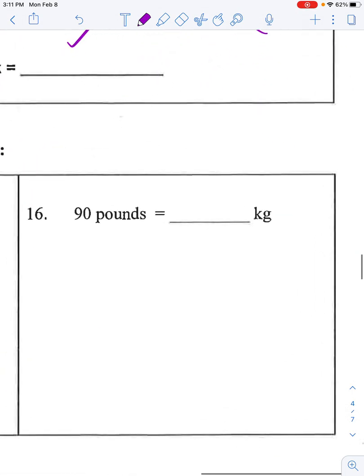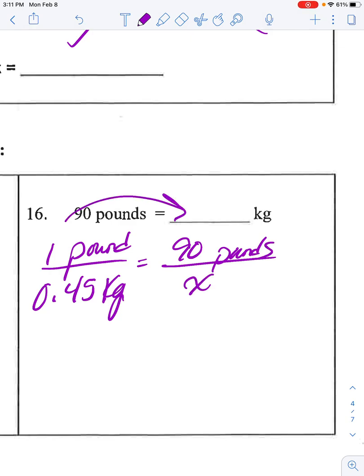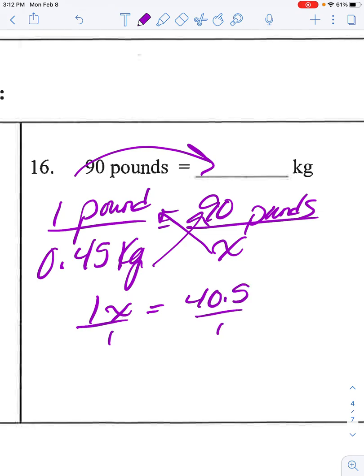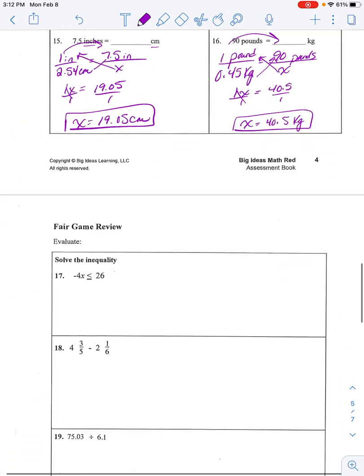Okay. Number 16, looking at the conversion chart, it's telling me that 1 pound is 0.45 kilograms. We want to know 90 pounds is how many kilograms. You can multiply by 90 if you wish, or use cross products. It does not matter. We should get 40.5 kilograms.